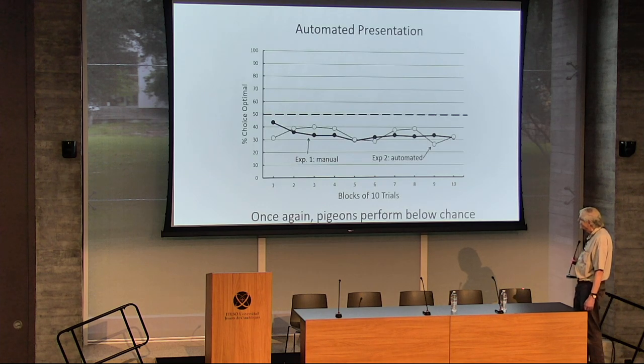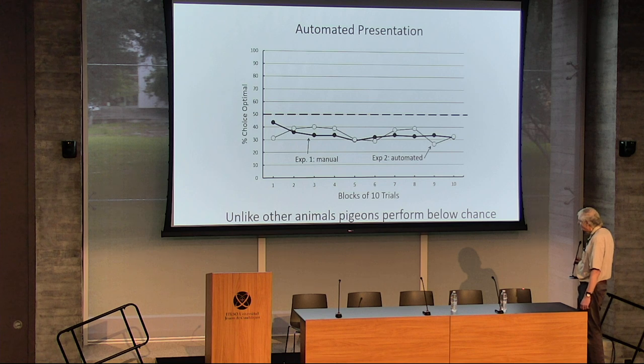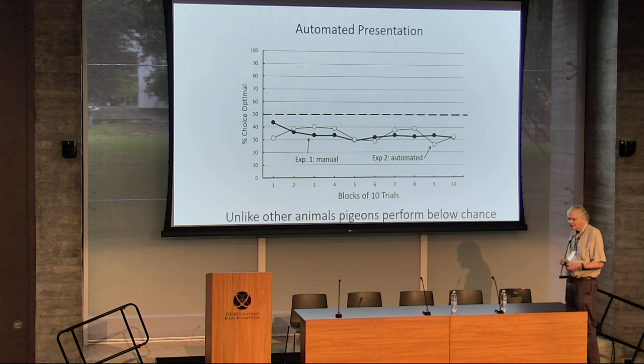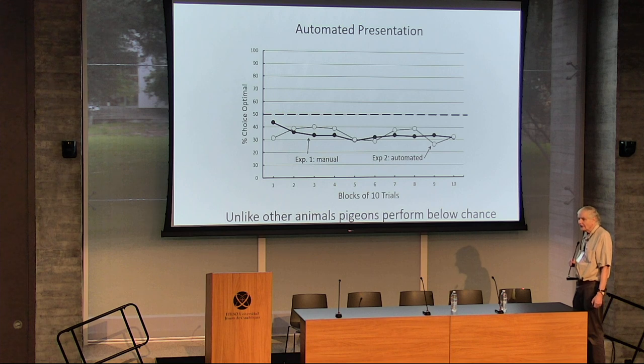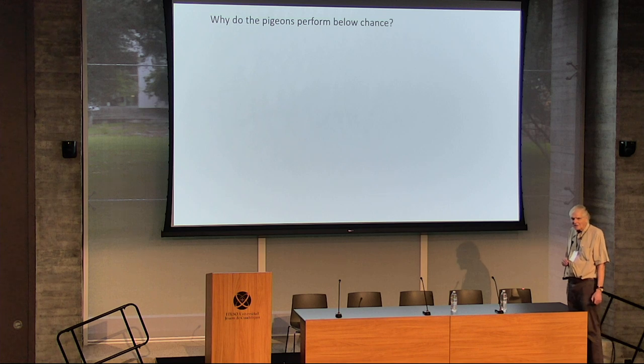And very nicely, we can see this is the first experiment with the manual presentation as the black dots and the automated as the white dots, and they show exactly the same suboptimal preference. Remember, optimality is above the dotted line and suboptimality is below that dotted line. So once again, they perform below chance. Unlike other animals, pigeons perform below chance. Of course, we don't know if you train just to criterion. I would ask the primatologists about their results, and are the primates below chance or not? And they said they didn't think so, they weren't sure. So why do pigeons perform below chance is the first question we asked before we asked why they couldn't perform above chance.